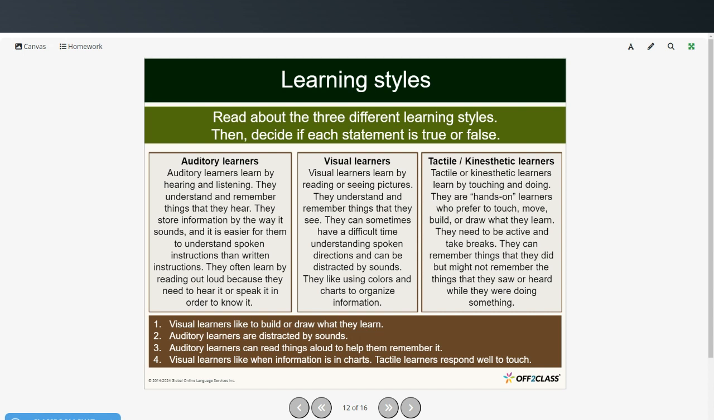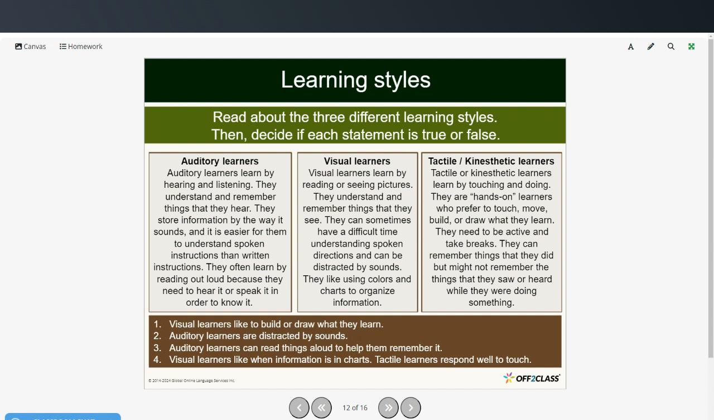Auditory learners learn by hearing and listening. They understand and remember things that they hear. They store information by the way it sounds, and it is easier for them to understand spoken instructions than written instructions. They often learn by reading out loud because they need to hear it or speak it in order to know it. Visual learners. Visual learners learn by reading or seeing pictures.